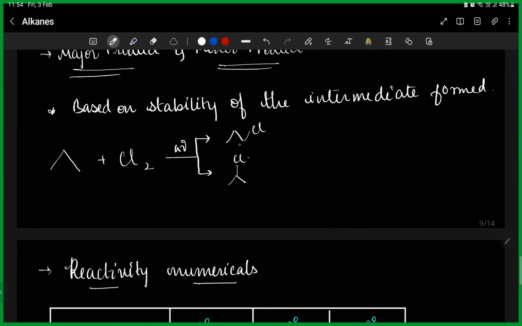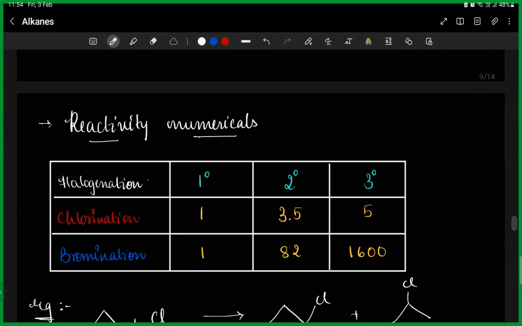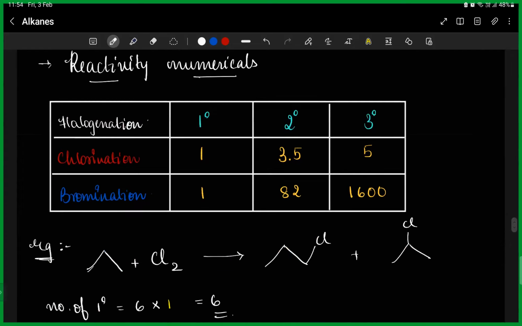So we have two cases. It is reacting with the primary carbon or it is reacting with the secondary carbon. Let us see. This is chlorination, this is bromination. Iodination is not an ideal process, so we only discuss chlorination and bromination whenever we are talking about reactivity. So what is this table? This is considered to be a meaningless table, but questions are going to come on this. How do you read this table? This is called the reactivity order of halogenation.